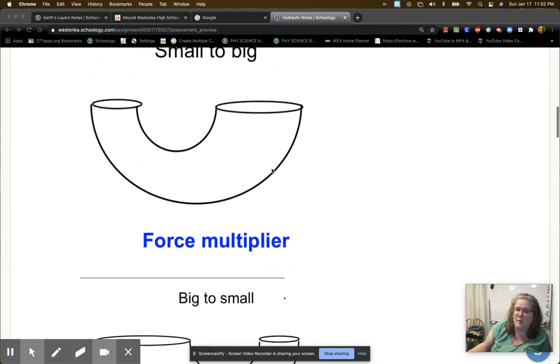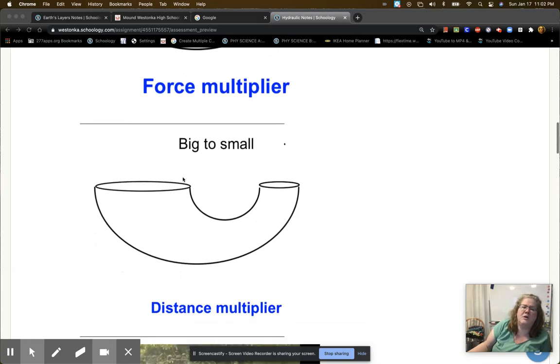So there's one more, big to small. If I push down on a large size, I don't move it very far, but it can shoot the other side out without any effort at all. And it'll be hard for me to push that large one down, but it will have very little resistance on the other side. And that is a distance multiplier. In other words, I push down here, shoots the other side out.